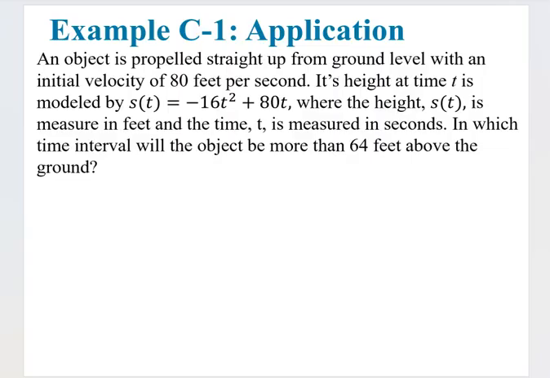All right, and the question is, in what time interval will the object be more than 64 feet above the ground? So they're asking us, when is this equation, negative 16t squared plus 80t, going to be greater than 64? So when is the height going to be greater than 64? So I am just going to move this around a little bit. So I'm going to move the 64 over.